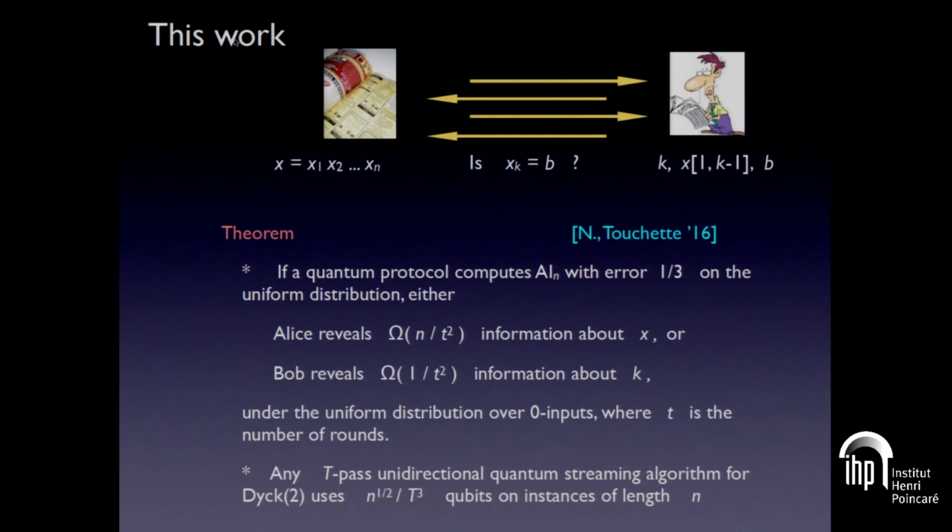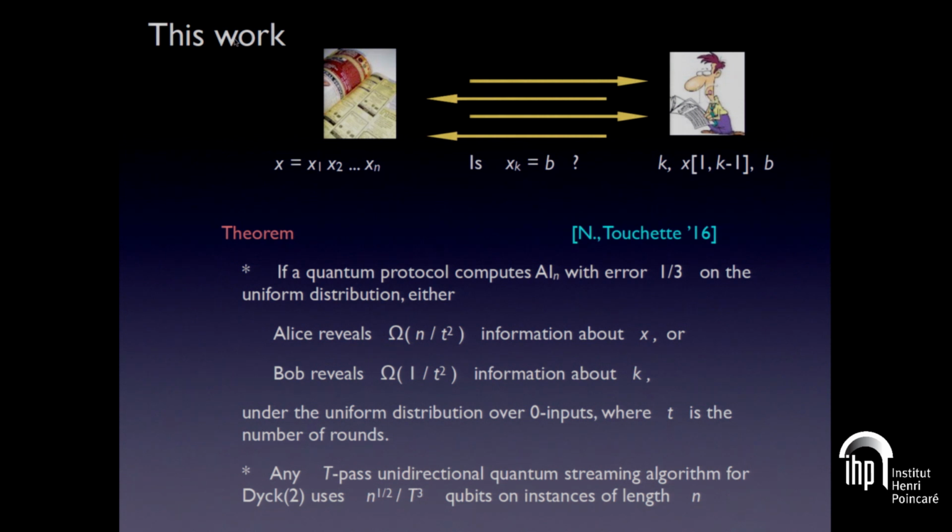Let's say it has t rounds of communication, meaning there are t alternations of messages between Alice and Bob, at the end of which they determine the value of the function with probability at least 2/3. So they might make an error with probability 1/3. The claim is that in any such protocol, one of two things must happen.